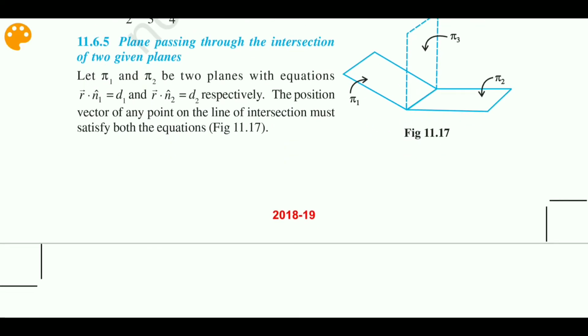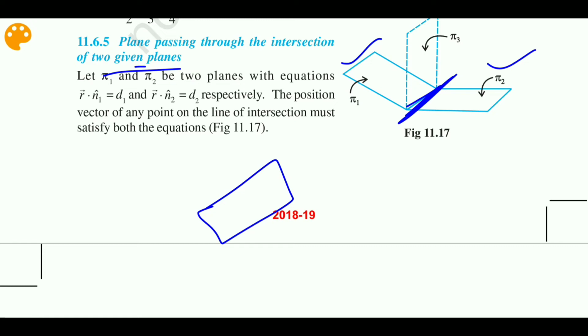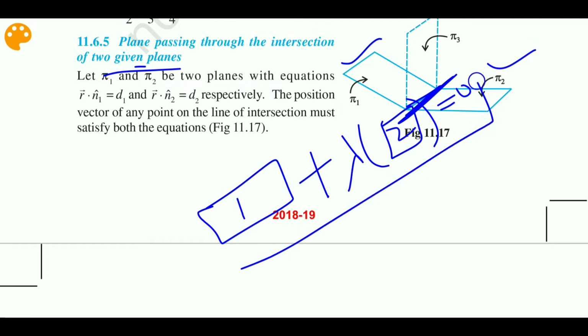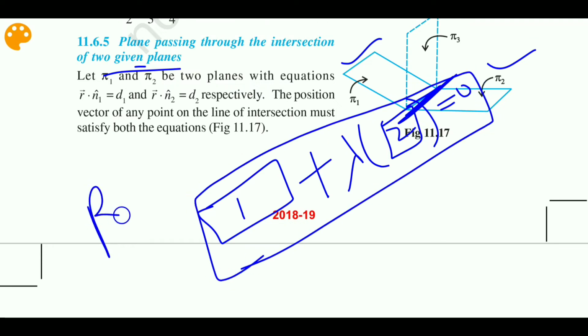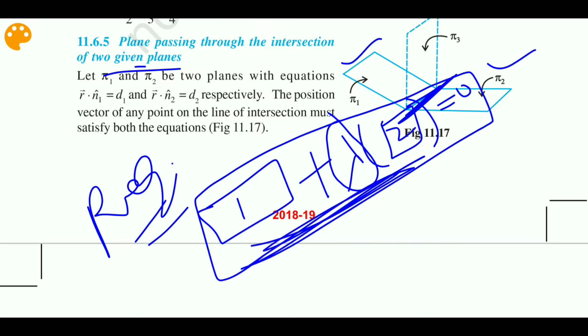Now, a plane passing through the intersection of two given planes. This is plane 1, this is plane 2. There is another plane which is passing through the intersection of these two planes. So how will we calculate? We add plane number 1 plus lambda times plane number 2 and put it equal to 0. This is the equation of our required plane. So how to calculate the value of lambda? Now you will be given another statement, like this plane is passing through a given point.